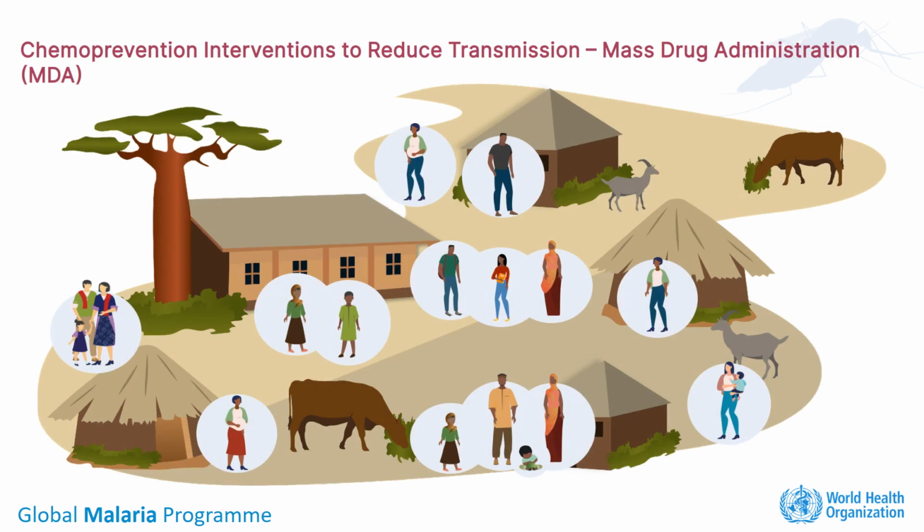When transmission of malaria is generalized across a community, meaning that the risk of malaria is not concentrated in a particular risky group and everyone is more or less at the same risk of infection, MDA might be an appropriate chemoprevention intervention to accelerate the reduction of transmission. MDA works by reducing the malaria parasite reservoir in humans through the treatment of existing infections and prevention of new infections for a short period of time.